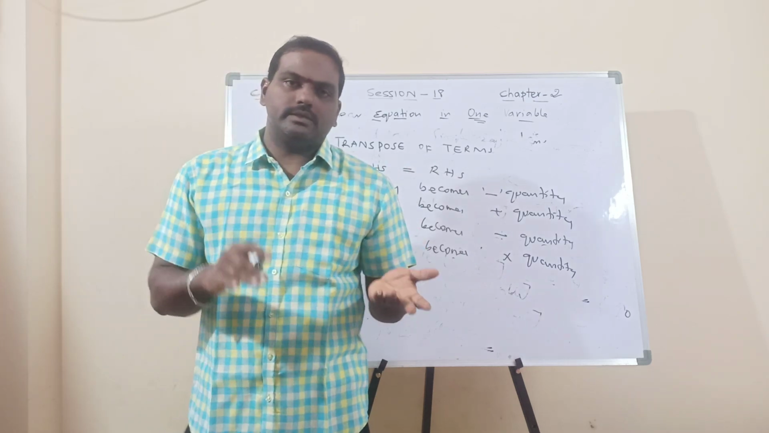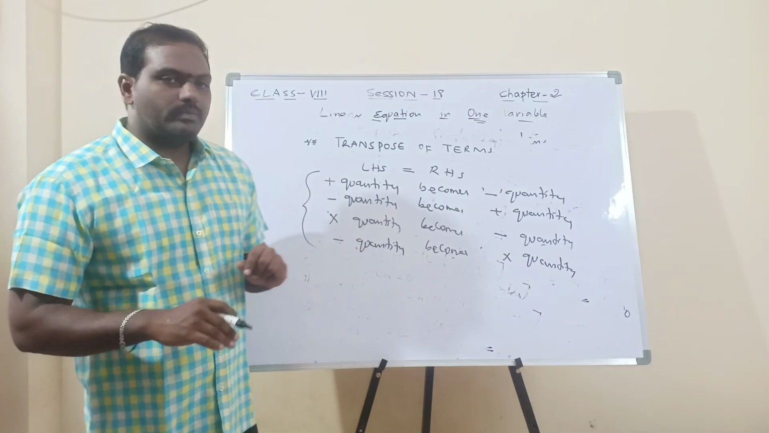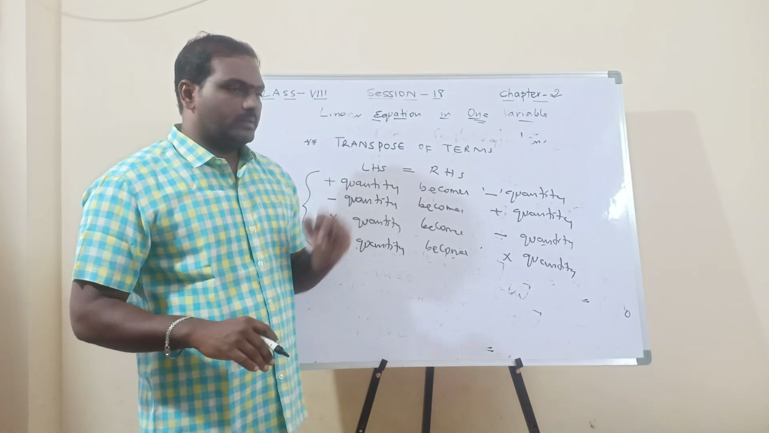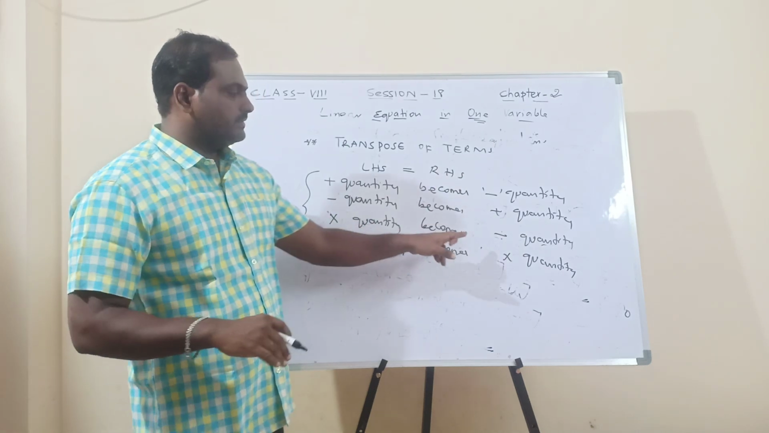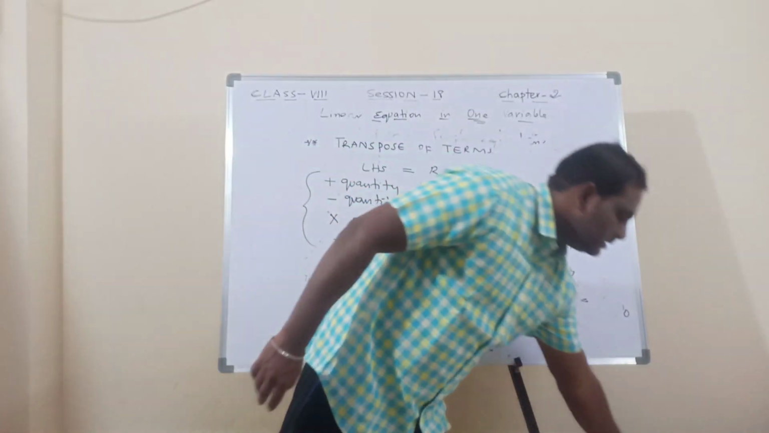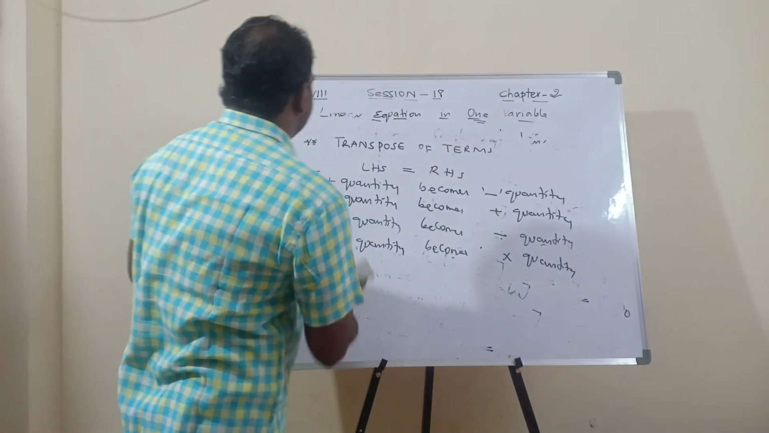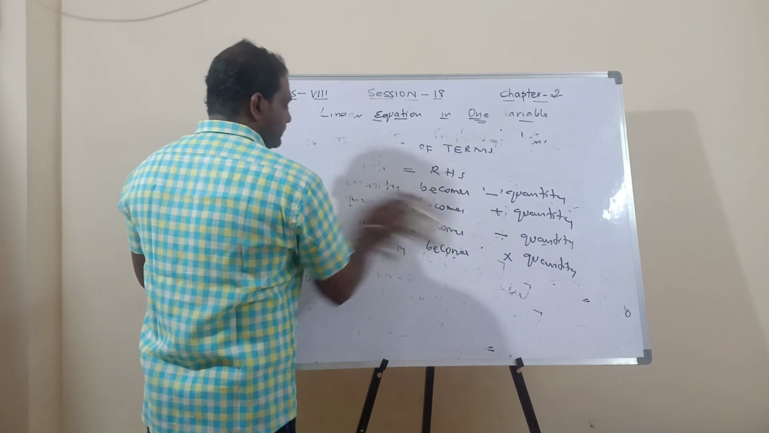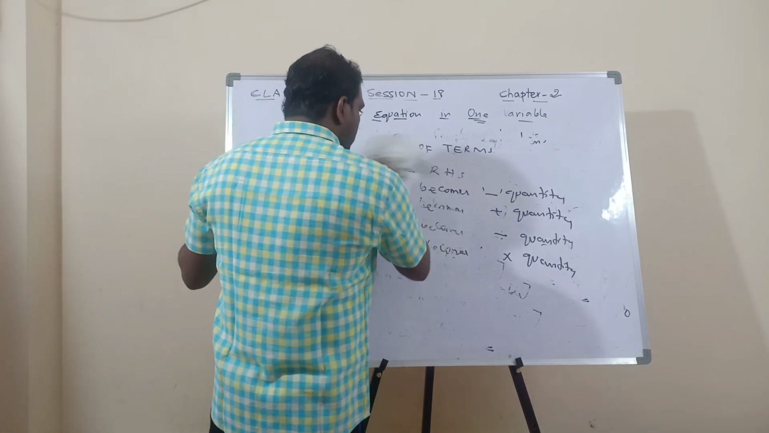So whenever we are transposing the terms, these are the basic points we have to remember. Plus quantity becomes minus, minus quantity becomes plus, multiplication becomes division, and division becomes multiplication. These are the basic points you have to remember throughout this chapter. That's all for today's session.